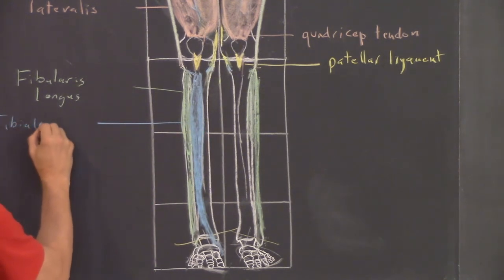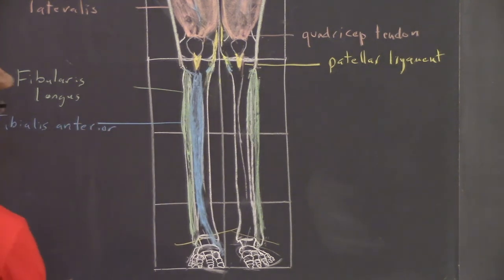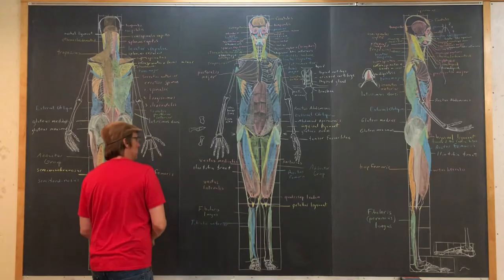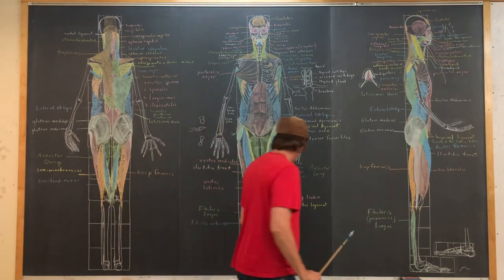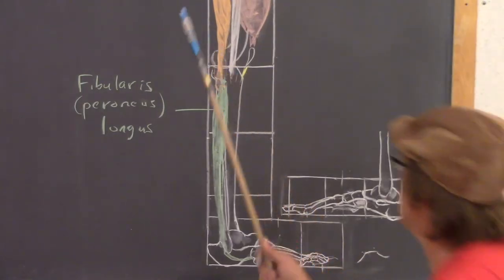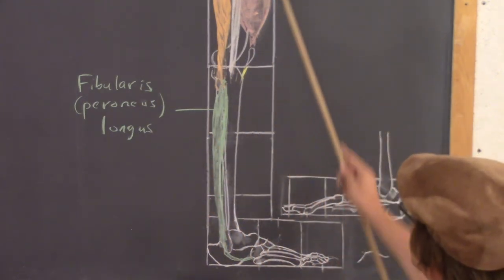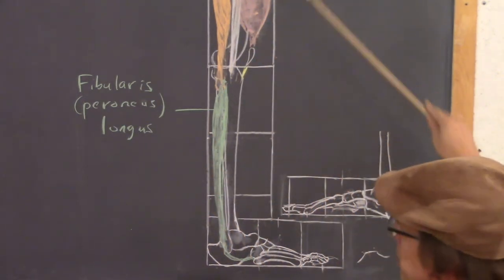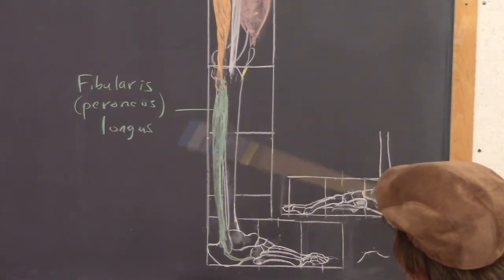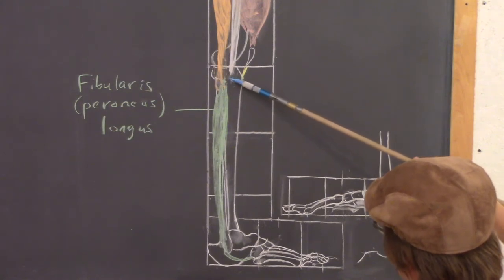Tibialis anterior. So this is part of that anterior group of muscles on the front of the leg. If we come over to the side view here, I like to see the tibialis anterior lining up with the iliotibial tract. So that's inserting itself here at the top, the cap of the tibia, and right underneath the cap is where we'll put tibialis anterior.